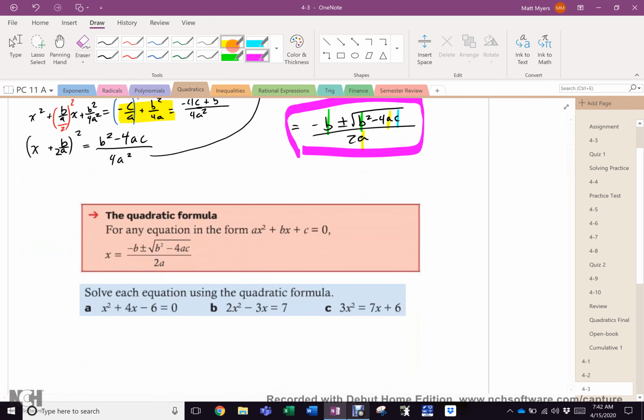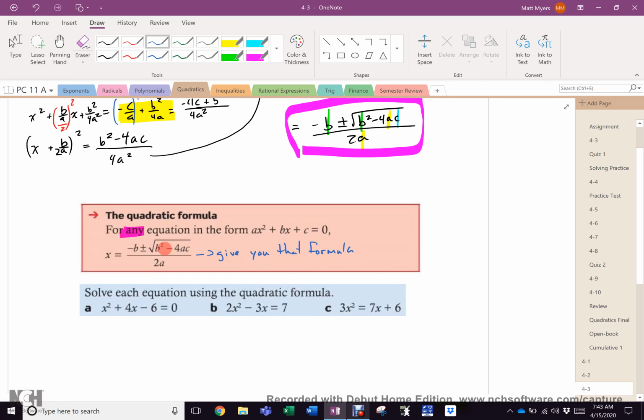This formula will work for any equation. You can always use that formula, and I will always give you that formula. I mean, eventually you'll have it memorized once you've practiced, but for now you get it. Now, remember, you can factor still. You can complete the square. But the quadratic formula always works.